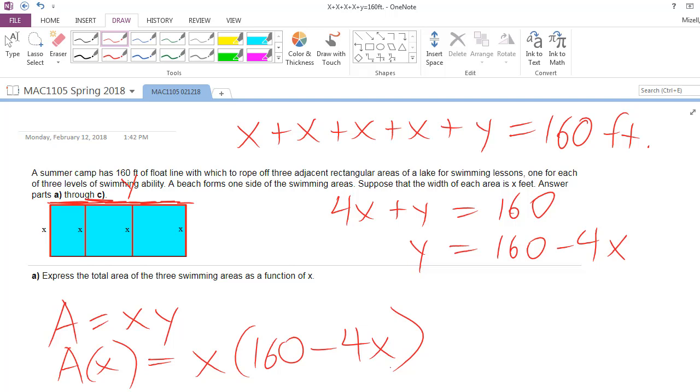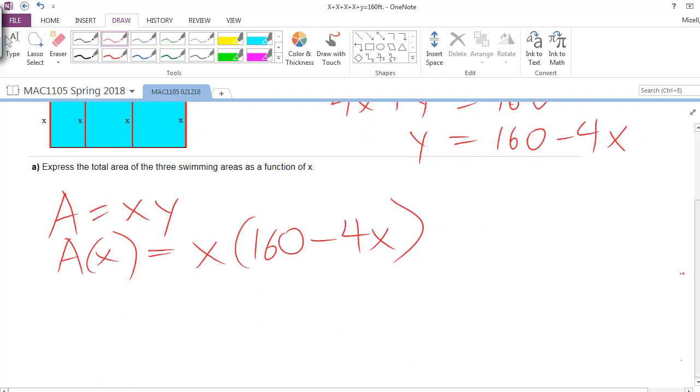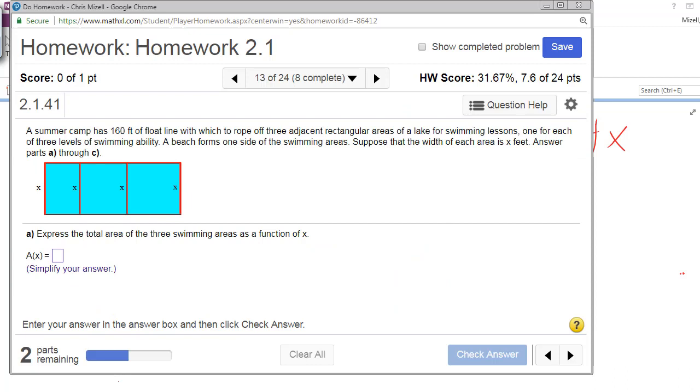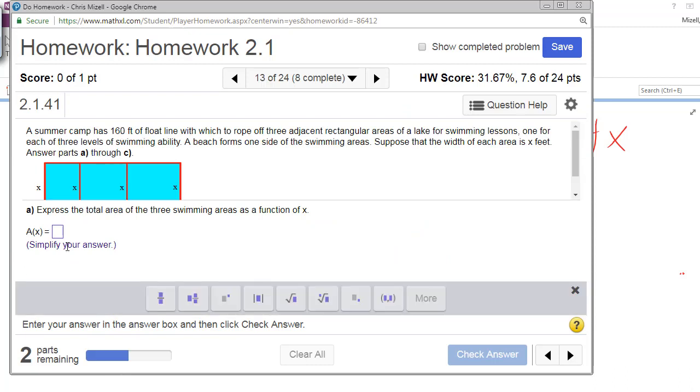If you just kind of stare it down and try to come up with the 160 minus 4x, I think the problem's going to be maybe a little bit too complicated. So x times 160 minus 4x, or MyMathlab might want us to simplify it, 160x minus 4x squared, like in the previous example. Let's find out. I'm going to try 160x minus 4x squared. Is it going to like it? What do you think? Will it like it or not? Let's find out.